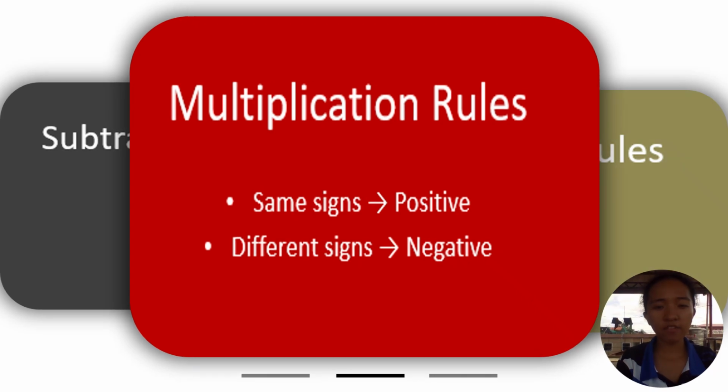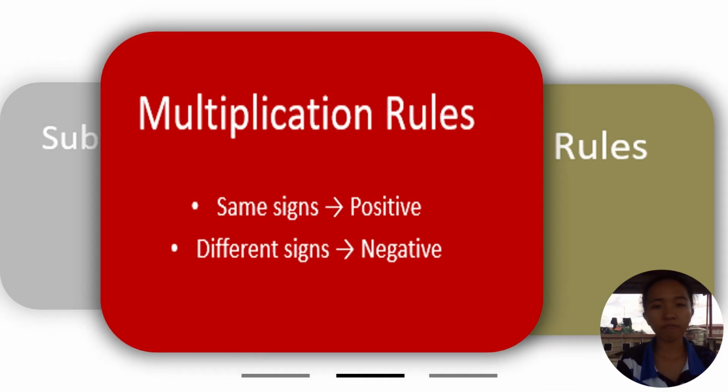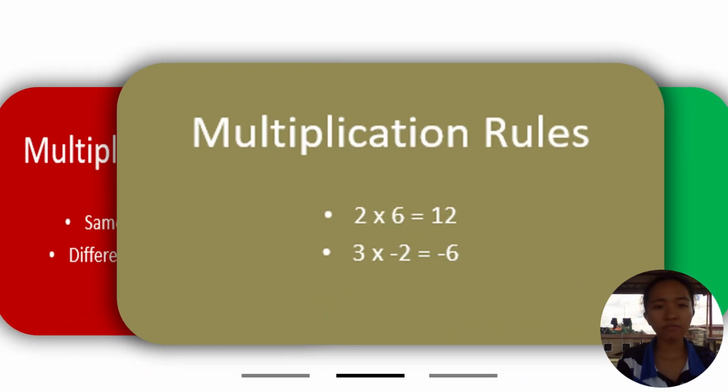Next is the operation on multiplication. The rule is same signs multiply, then it is positive. Different signs, we multiply again, then the sign is negative. Here we have the examples on multiplication. 2 times 6 is equal to 12. 3 times negative 2 is equal to negative 6.